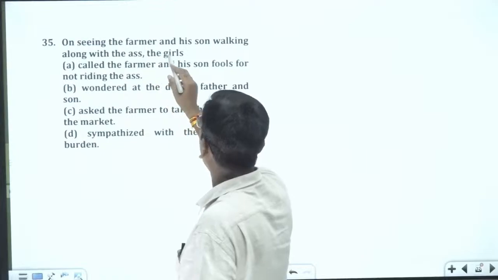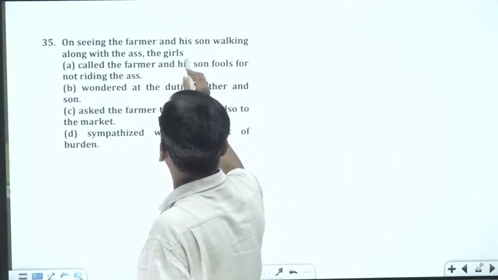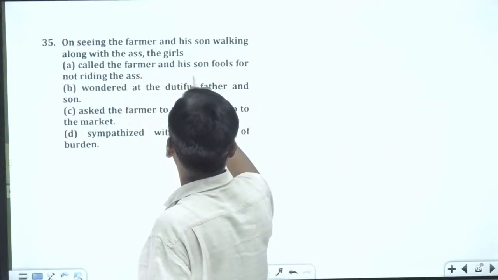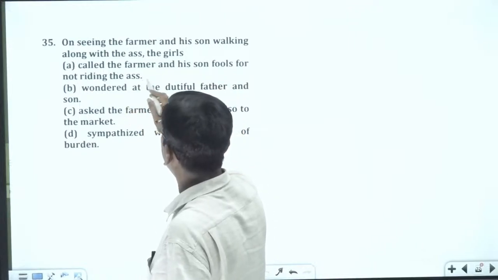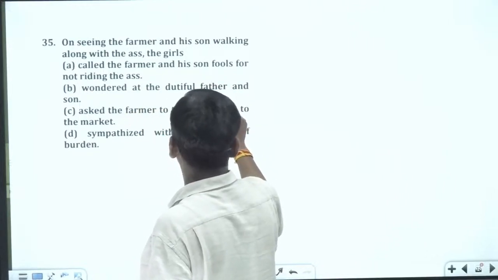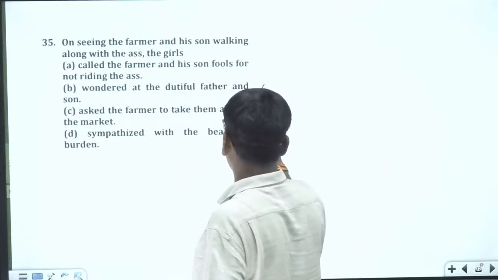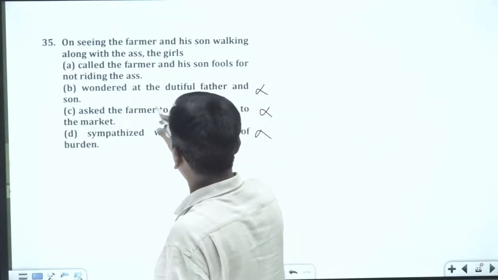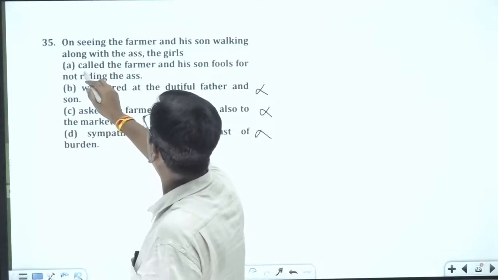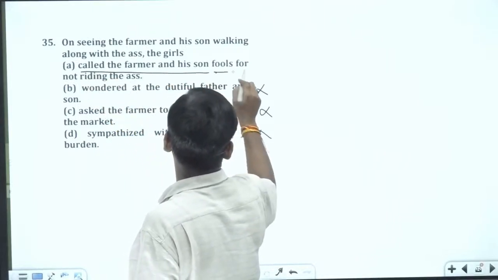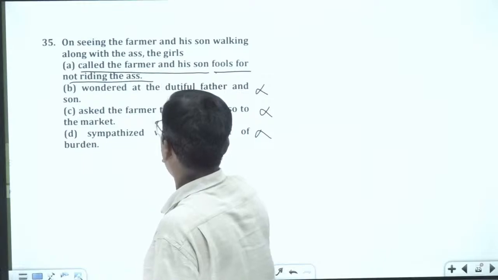On seeing the farmer and his son walking along with the ass, the girls called the farmer and his son fools, not riding at the wonder at the dutiful, not at all. Asked the farmer to take them also to the market, not. Only one answer, what? Called the farmer and his son fools for not riding the ass.